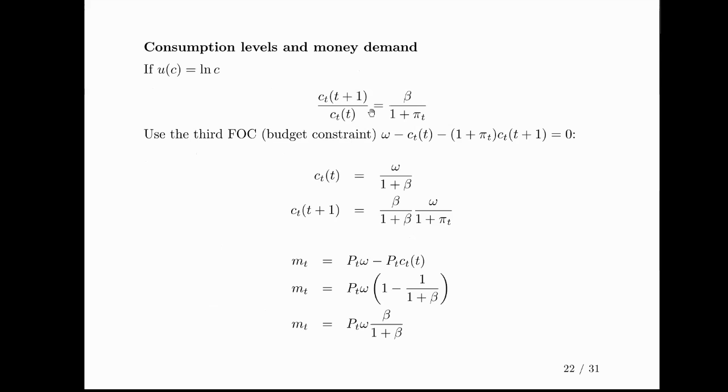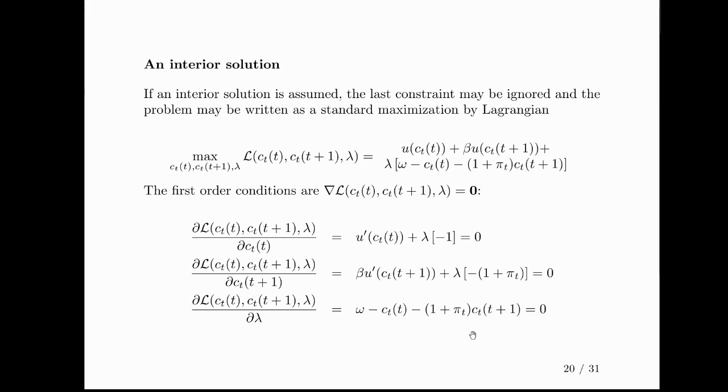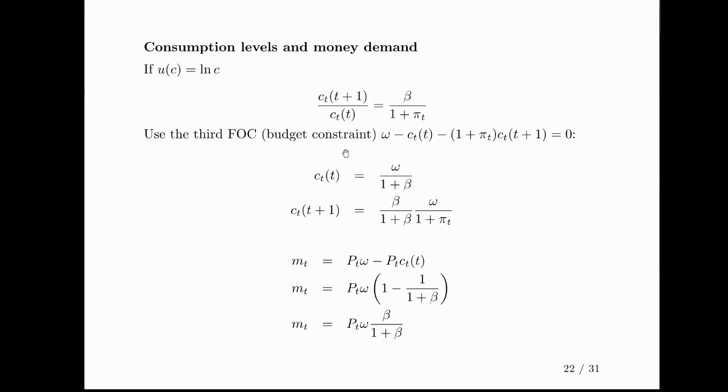And now I don't have an answer yet for c_t and c_{t+1}, because I only used two of my three first order conditions. The third one, just as a reminder, is this one here. It's just the budget constraint, which gave me a second relation between c_t and c_{t+1}. I can use this second relation to substitute either c_t or c_{t+1} and get an explicit answer in terms of consumption in the present and the future. And here I get this answer for consumption in the present: c_t equals omega divided by 1 plus beta.